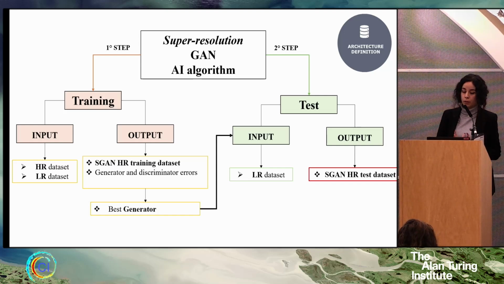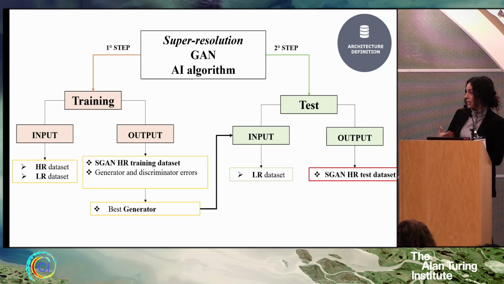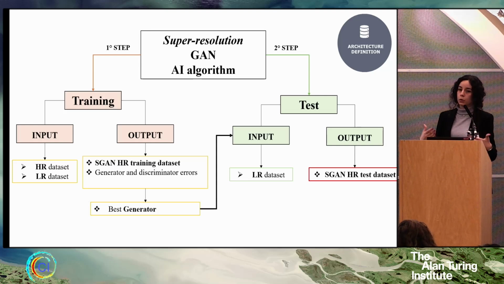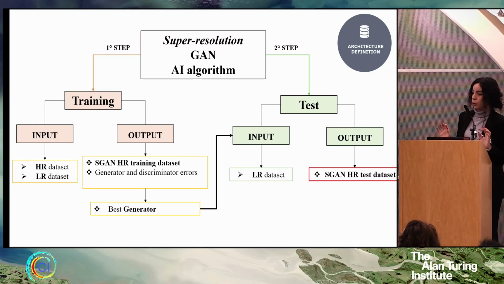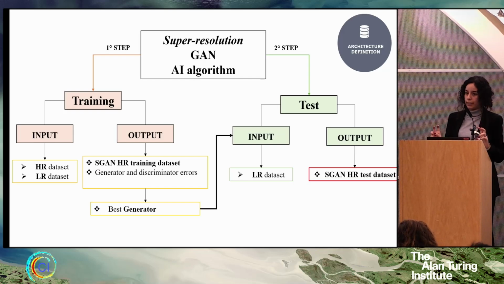During the training, the GAN takes as input the high-resolution real dataset and also the low-resolution real dataset, and gives in output the high-resolution training dataset, the generator and discriminator errors, and, most important about the training, the best generator. Why? Because we apply the best generator to the low-resolution dataset during the test period, and we have in output a high-resolution test dataset. During the test period, we have only the low-resolution dataset, and our purpose is to obtain for the same period the high-resolution artificial dataset. After, we choose to compare this result with the dynamical downscaling.